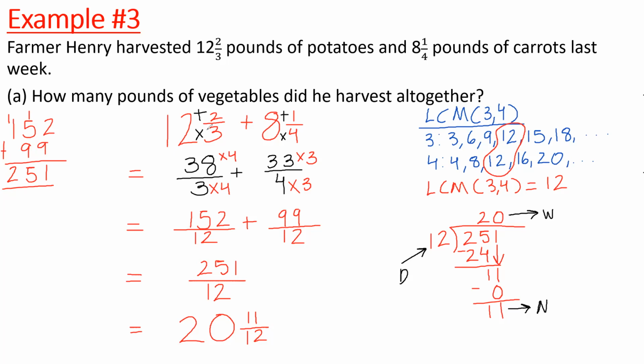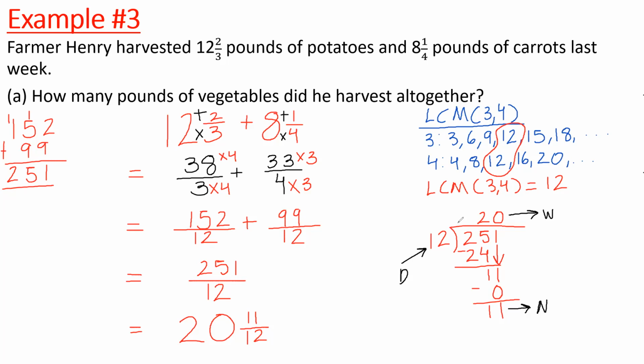We put that over 12. Plus 33 times 3, which is 99 over 12. Then we added, and 152 plus 99 equals 251 over 12. Then we divided, which gave us 20 and 11 over 12. And since that cannot be broken down anymore or simplified, we leave it as it is. Thank you for the explanation. 20 and 11 over 12 is the correct answer.